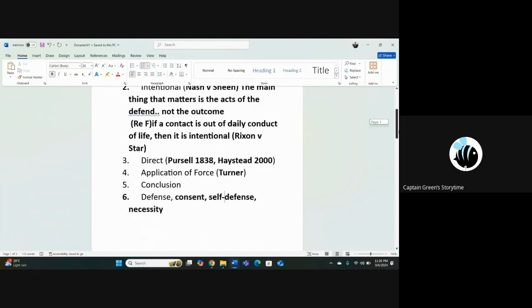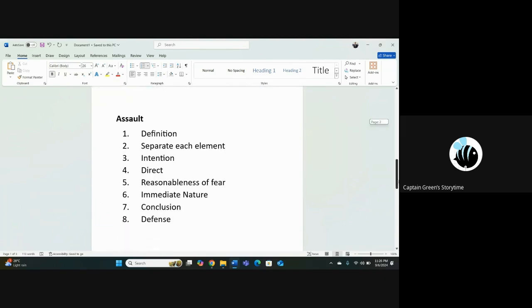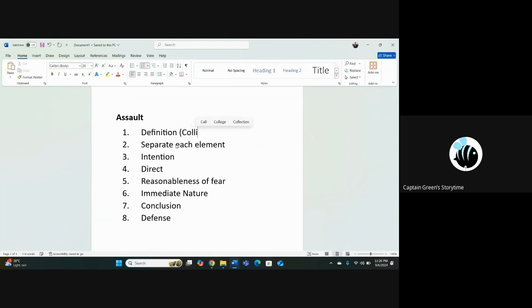Coming towards the structure for assault. The same structure goes for assault. A few of the elements are the same except reasonableness of fear and immediate nature. You should define assault. The definition of assault is present in the Collins case. Already I mentioned that definition in our lecture one slides.